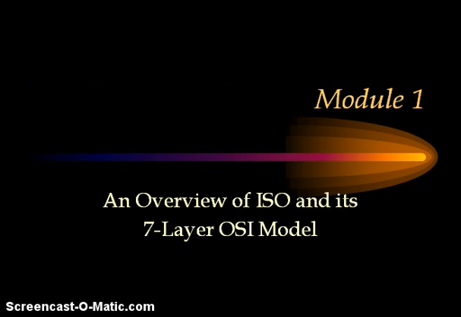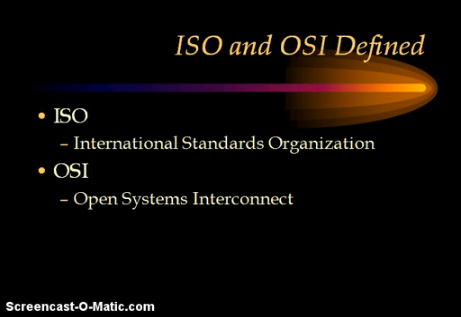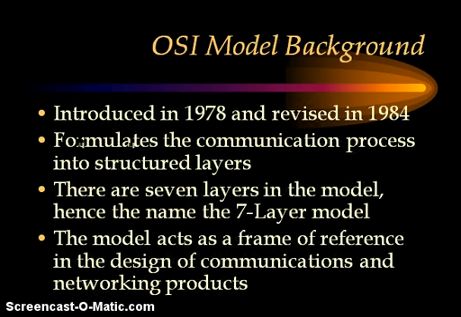So let's begin with module 1, which is an overview of ISO and its 7-layer OSI model. What do ISO and OSI stand for? ISO stands for International Standards Organization and OSI is Open Systems Interconnections. We have the OSI model background here in the introductory part. It was introduced in 1978 and revised in 1984, and formulated the communication process into structured layers.